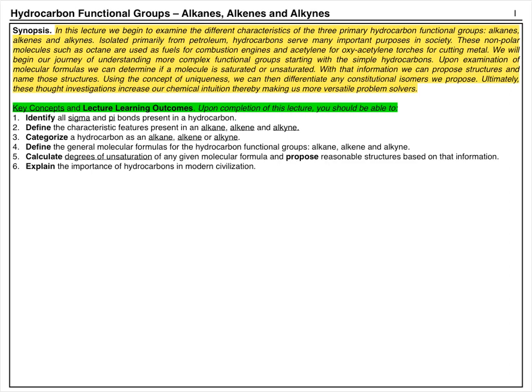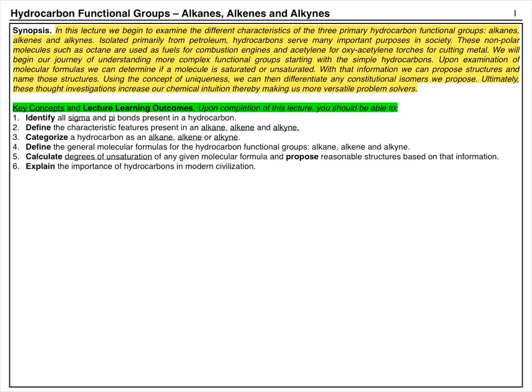And then as we progress through our understanding of hydrocarbon structure, we're going to look at how we can extract a piece of information called the degrees of unsaturation, either by visually looking at the structure or through the molecular formula. And ultimately, what we intend to do is, from a molecular formula, propose different possible constitutional isomers that could belong to that molecular formula, and then differentiate them using the concept of uniqueness.